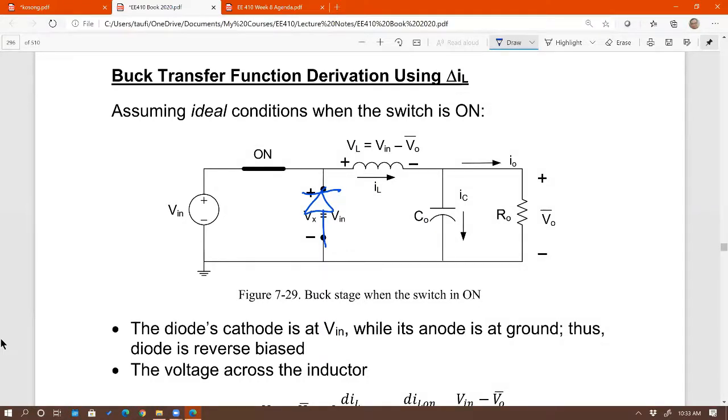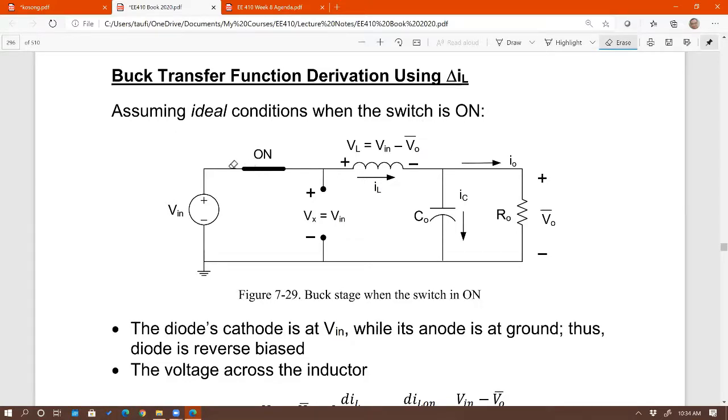When the switch is on, you can see that the cathode is connected to the plus side of the source. The anode is connected to the ground. What do you think is going to happen with that diode? Of course, it's going to be reverse biased, right? Because the anode is less positive than the cathode. So that would force the diode to be off, reverse biased, just like this. So this is state 1. And this happens when you turn on the switch.